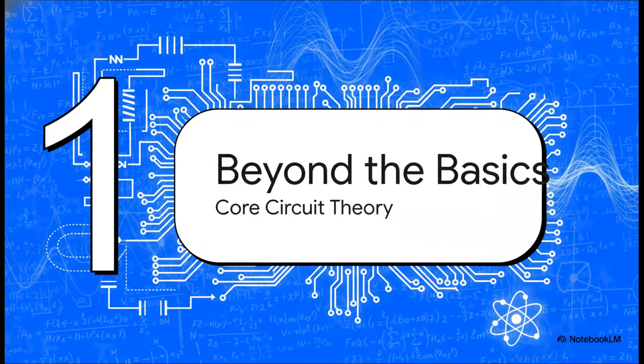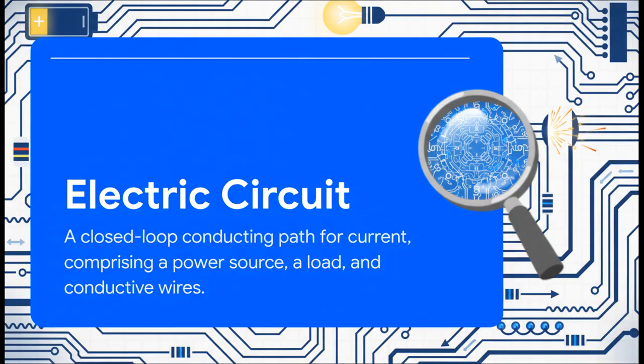Okay, first things first. It's time to graduate from the simple comparisons and get into the real meat of circuit theory, the core principles that actually make these things tick. So what exactly is an electric circuit? Well, at its heart, it's a closed loop, a complete unbroken path. Think of it like a racetrack for electrons.